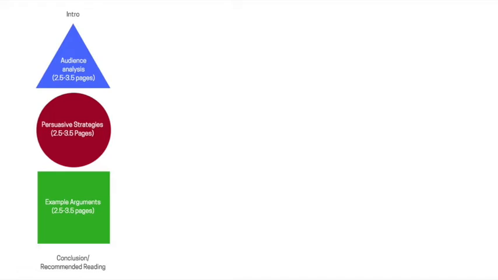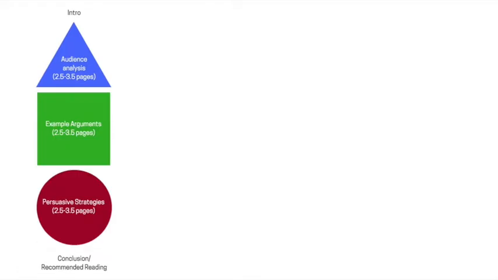And then you can also flip the order of the example arguments and persuasive strategies. You can actually choose to do the arguments after the audience analysis and then end with the discussion of persuasive strategies. It's like, now that I've given you some arguments, here are some ideas about how to do this well. So both of those options work for everyone regardless of the topic that you're using, how ideas might pair up.